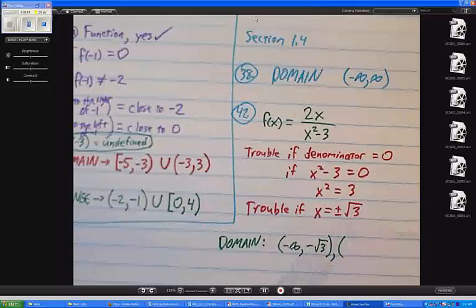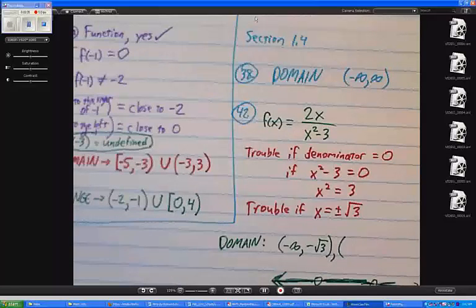See, maybe the picture is easier. Start with the picture. The picture is I don't want to include negative square root of 3, and I don't want to include positive square root of 3. But other than that, I can include anything for an input I want, all the way out to negative infinity or all the way to positive infinity.